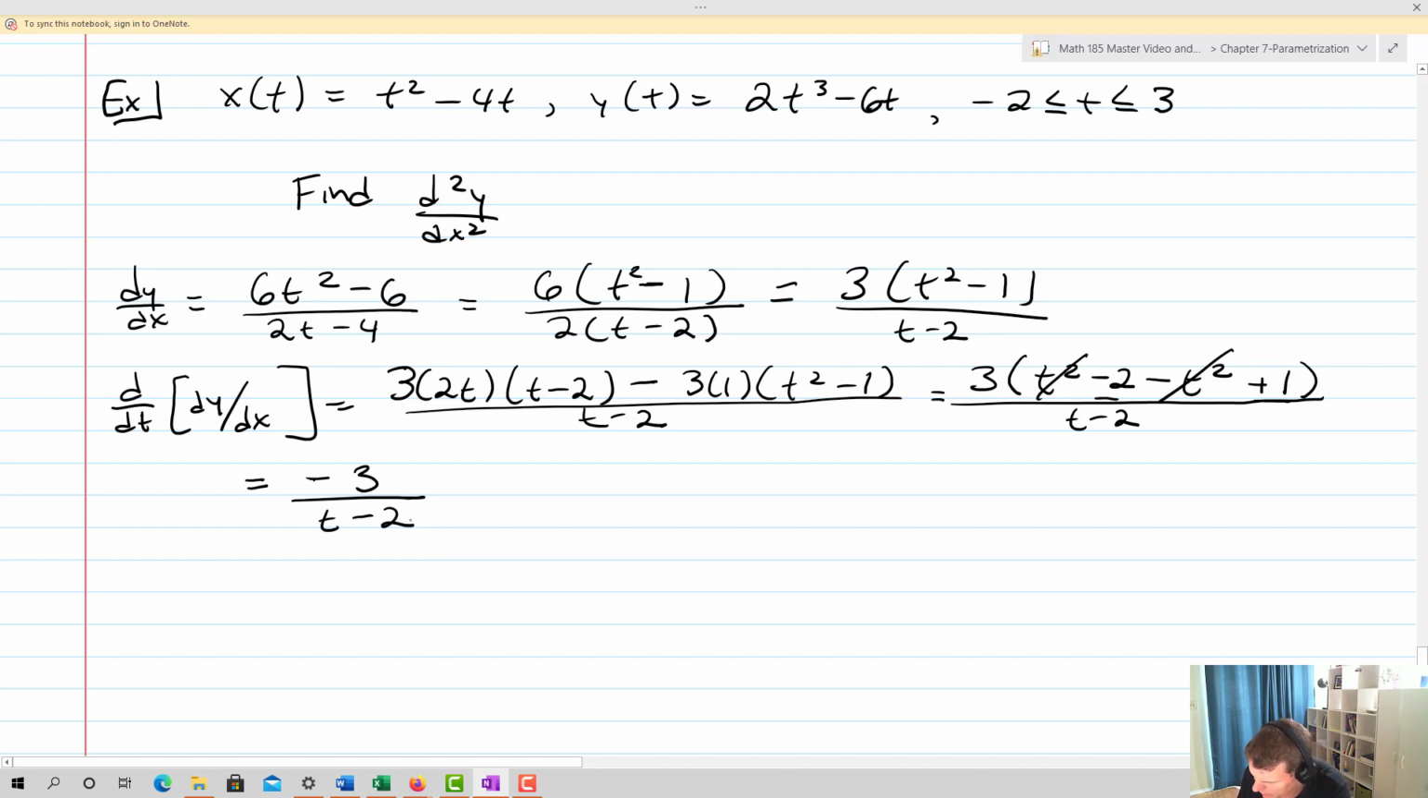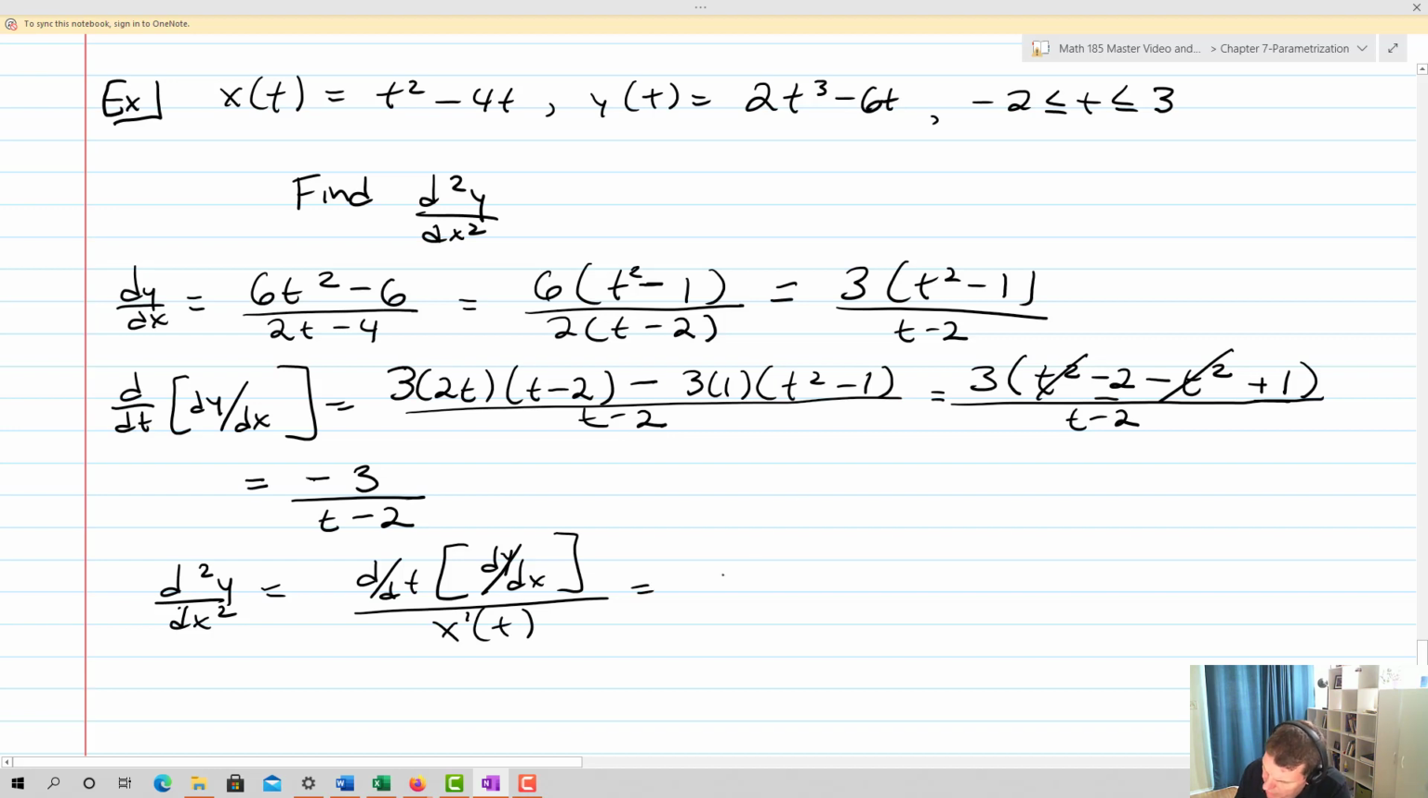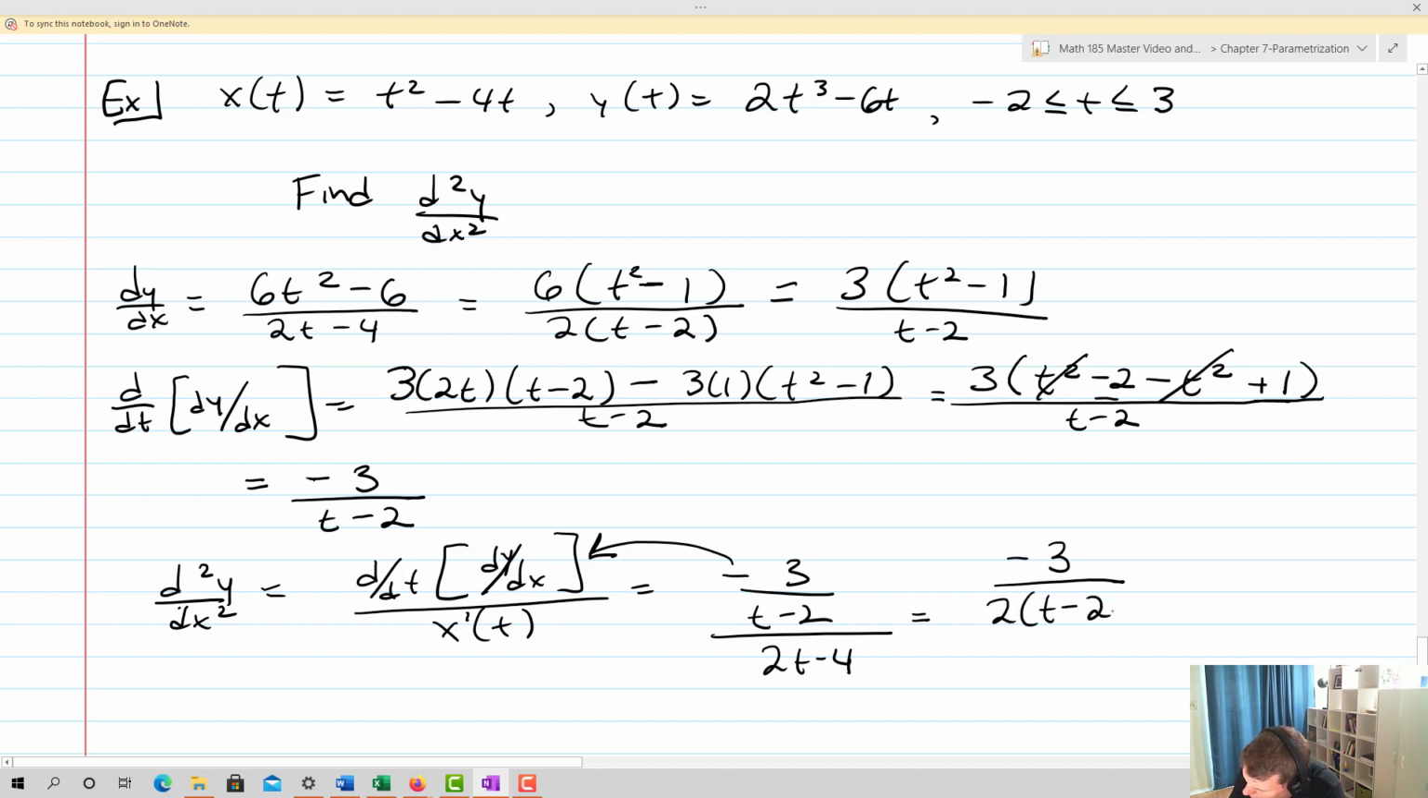So now remember that d squared y dx squared is going to equal d dt of dy dx all over x prime of t. So this ends up giving me negative 3 over t minus 2, because that's what that is, divided by, and x prime of t is 2t minus 4. Well, this is then going to equal negative 3 divided by 2 times t minus 2 squared. When we pull out the t minus 2 out of here, because this is going to end up being 2 times t minus 2.